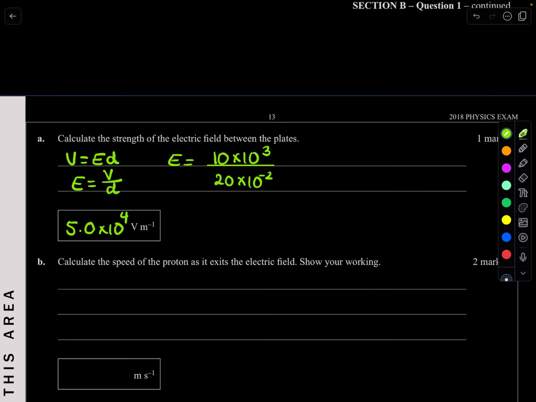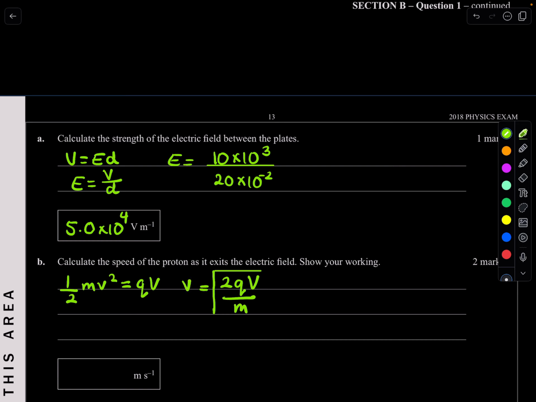Calculate the speed of the proton as it exits the electrical field. Show your working out. What we know is we use the electron gun formula in this case. So your electron gun formula is half mv squared, and you should have all these formulas from your textbook. Half mv squared is equal to your charge times your voltage. And what we want to calculate is the speed, the velocity. So to get that, it will be 2qV divided by m, and taking the square root of that should give us our velocity.